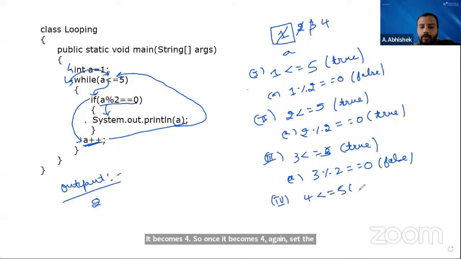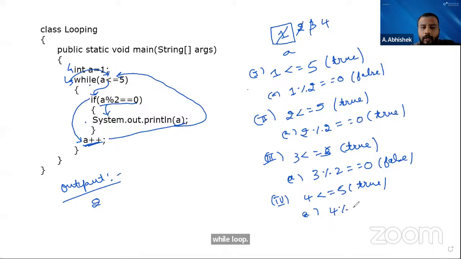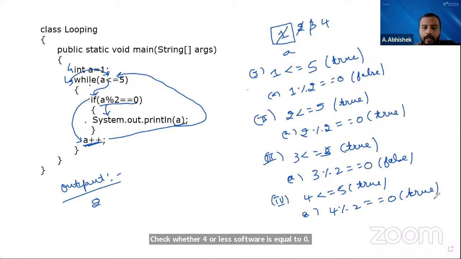than or equal to 5. That is true. True means enter inside while loop. Inside while loop, I have again if block condition. Check whether 4 modulus of 2 is equal to 0. Yes, true. True means enter inside if block and print A. A value is 4, it will print 4 and again update. Update means it becomes 5.